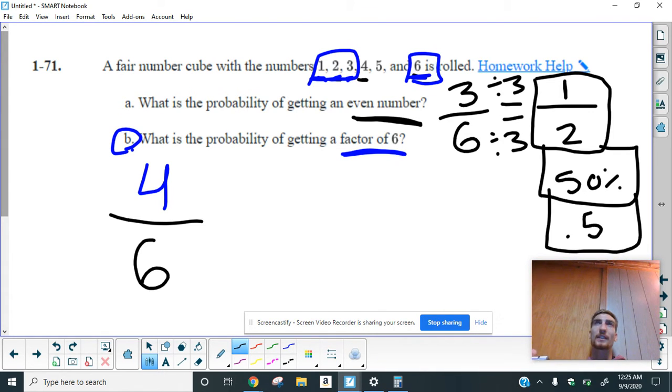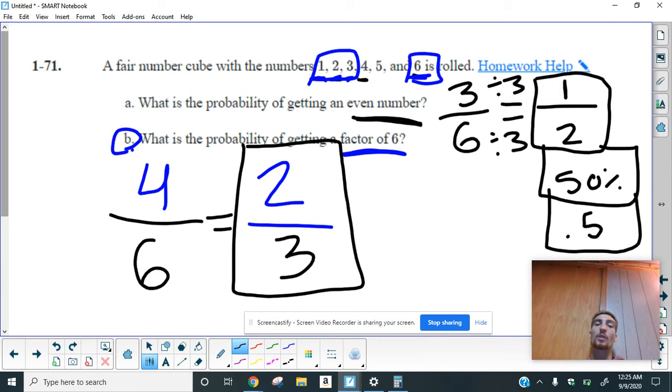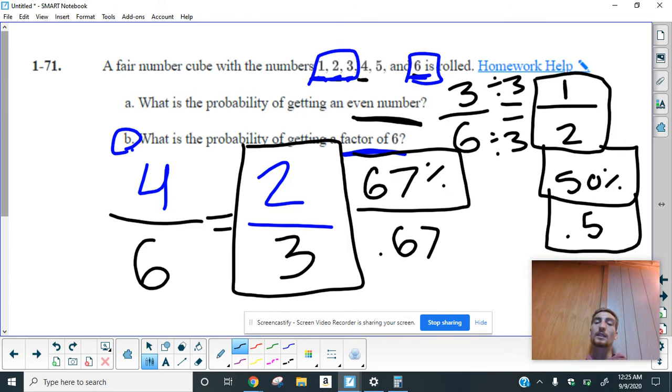And can I simplify this? Yes, 2 goes into both of these numbers. So 2 up top, 3 on the bottom. And this just means I have a 2 out of 3 chance of rolling a factor of 6. Or if you want to write it as a percentage, 67 or 66.6 repeating decimal would be our percentage, and then our decimal would be 0.67. All right, hopefully that makes sense there.